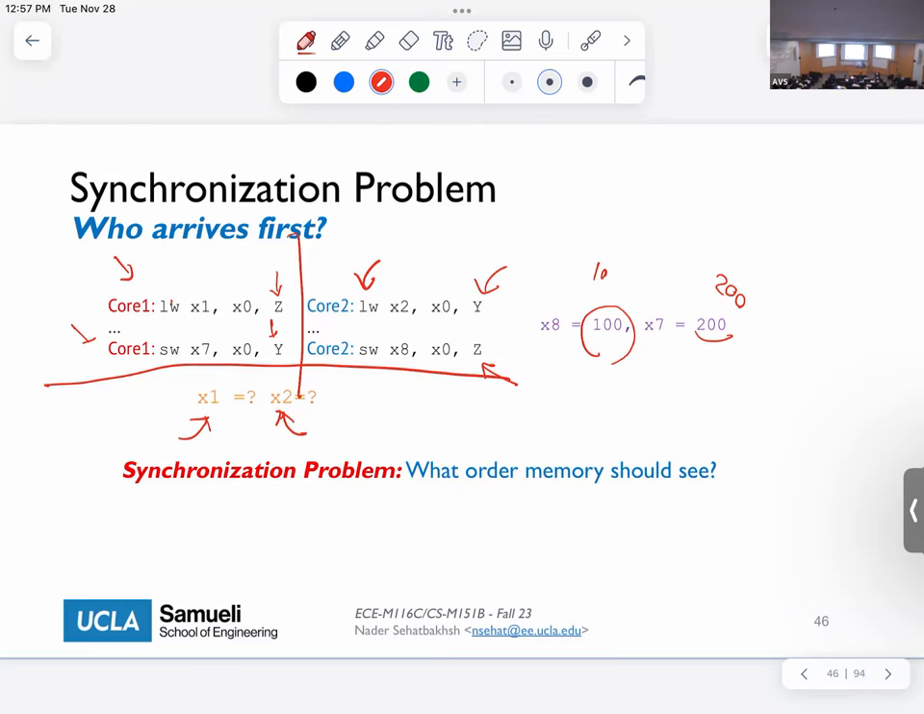Sure. Can you give me one example? So the comment is it's not deterministic and we might see different values. Can you give me one example, one possibility? X1 is 100. Okay. And X2? Y is not 150.